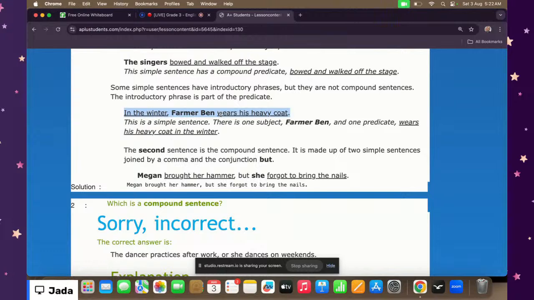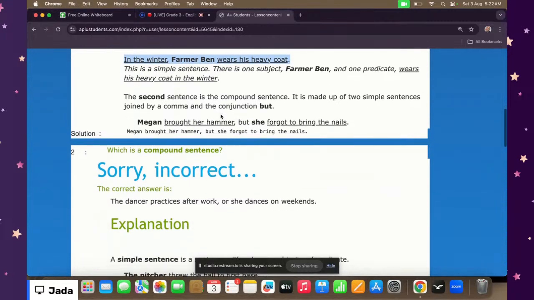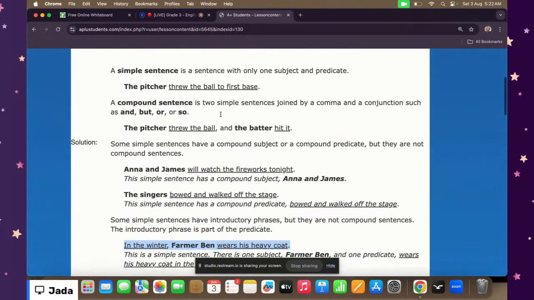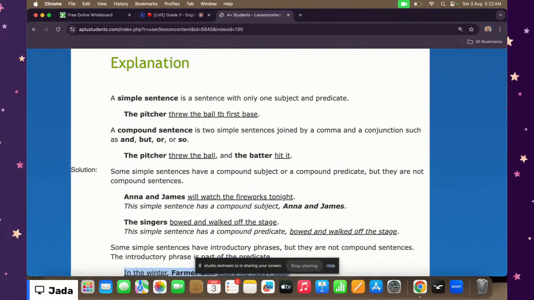Okay, so the second sentence is the compound sentence. It is made up of two simple sentences joined by a comma and a conjunction. So, of course, we know the compound sentence, we know the simple sentences. Take notes, the compound sentences are the sentences that have the comma and the conjunction. Let's look at some examples.